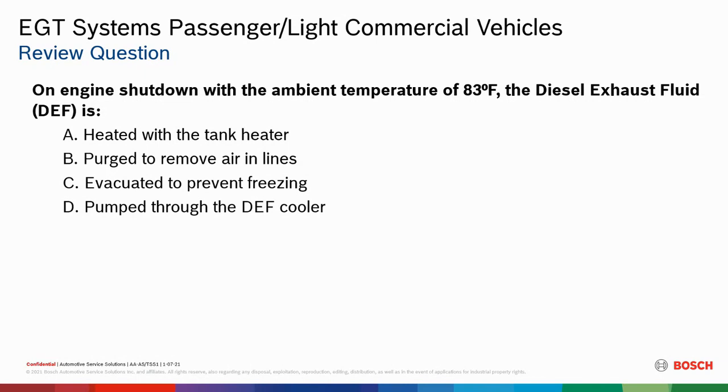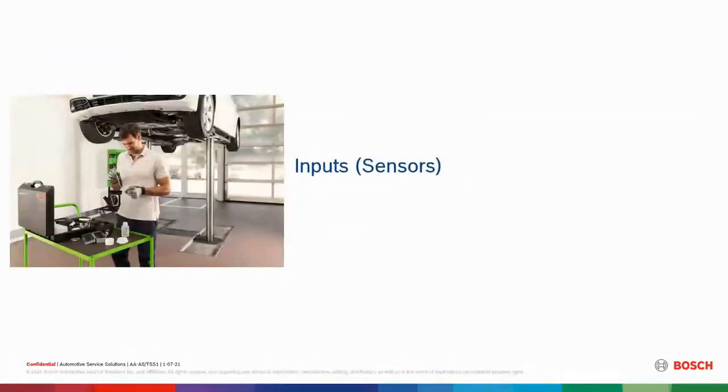So we're not going to use the heaters for anything. We're going to evacuate those lines to prevent freezing. Even though it's 83 degrees, it doesn't matter. We don't know how long it's going to be shut off. On some vehicles it can be 80 degrees in the daytime and freezing temperatures overnight. So it depends on where you live, I guess. That might make a difference in knowing how to answer that question as well.